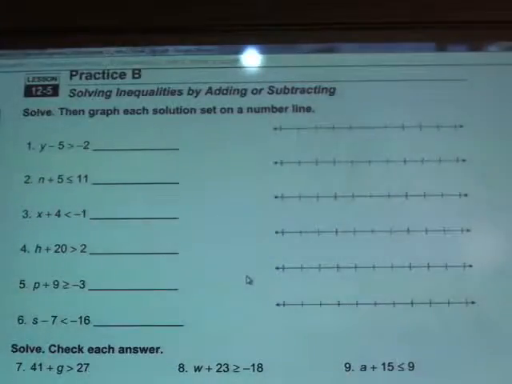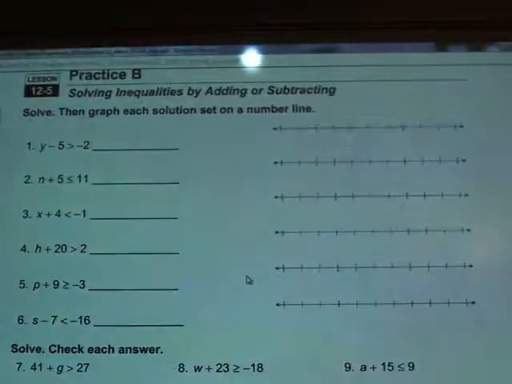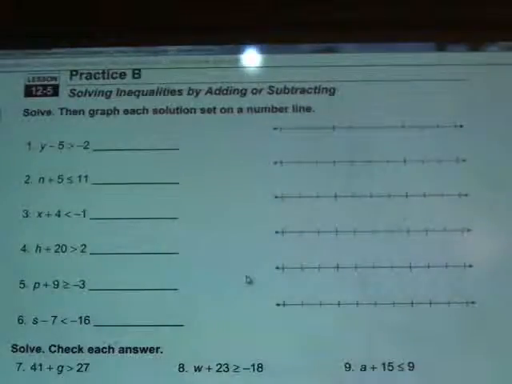This is the homework helper for Chapter 12, Section 5 in the 7th grade workbook, Solving Inequalities by Adding or Subtracting. In the top 6 questions, they're asking you to solve and then graph the solution set on the number line. In the next set of questions, beginning with number 7, they're just going to ask you to solve.